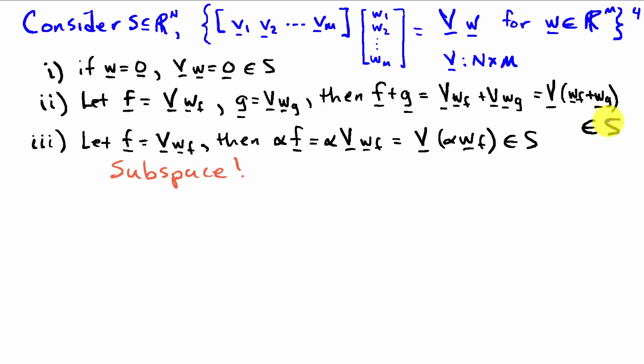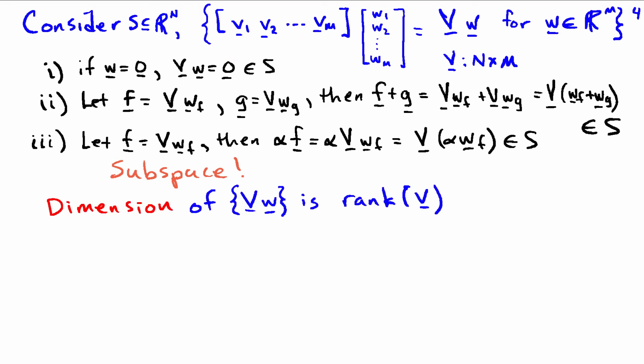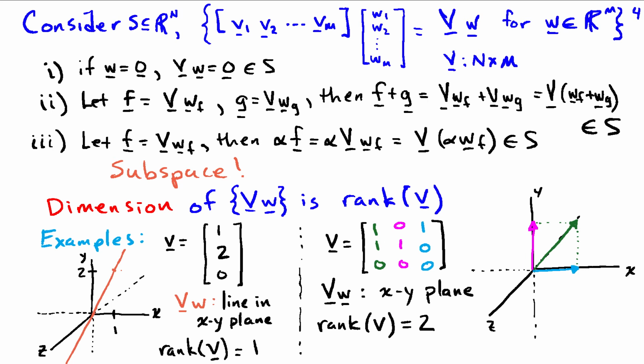And then finally, if I have some point F, which is expressed as V times W_F, and I scale F by a scalar alpha, the scalar commutes with the matrix V, and I can rewrite this as the matrix V times some new vector, which is alpha times W_F. And again, that is in this space, so we've shown that the span of a set of vectors V is a subspace. Now we say that the dimension of this subspace is the rank of the matrix V. We can look at some examples.